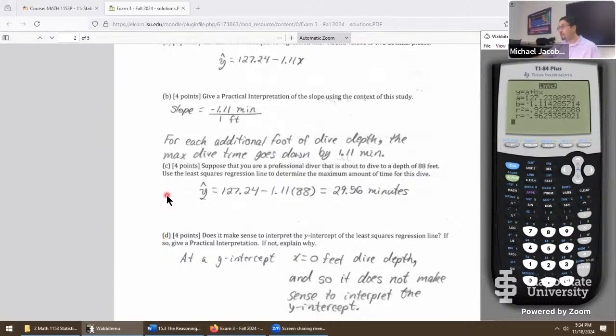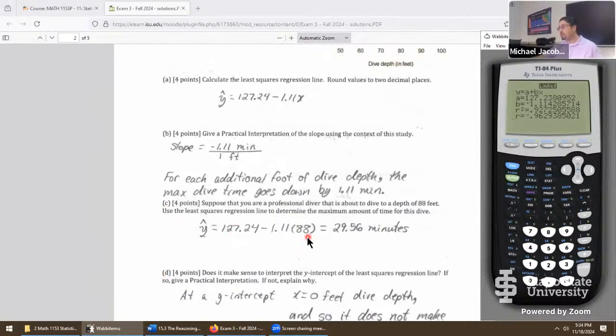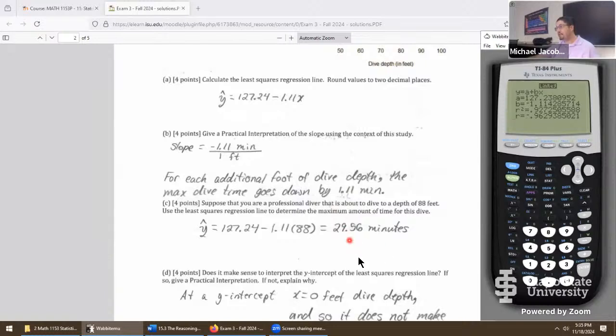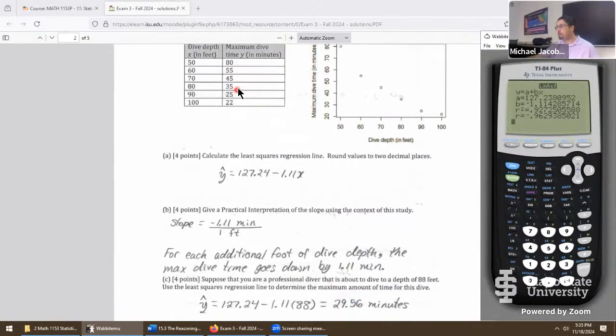Part C, people did pretty well on. So all we had to do is throw in the dive depth of 88 feet in place of x and just crank it out. The model says it should be about 29.56 minutes. And there's a double check you can make here. The actual value between 80 and 90 feet is 25 to 35 minutes. So your answer should be somewhere in that ballpark. For example, if we got, say, 295 minutes, that would have been way out of our expectations for these values here.